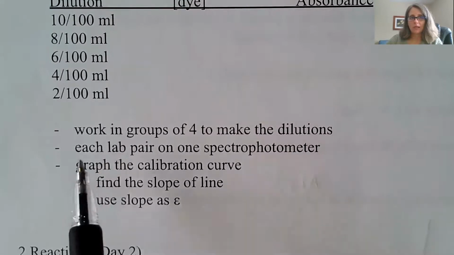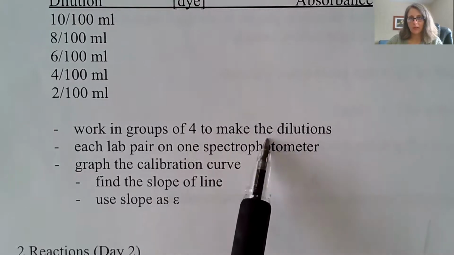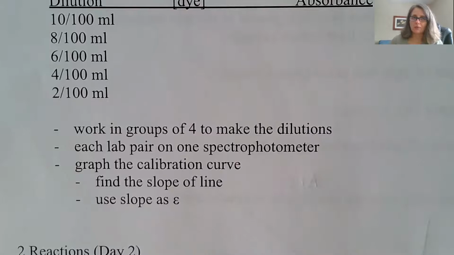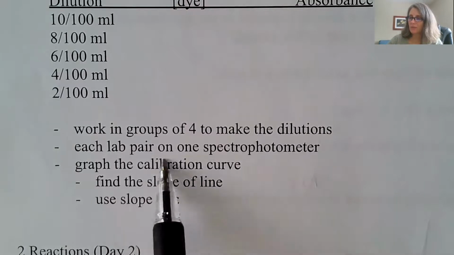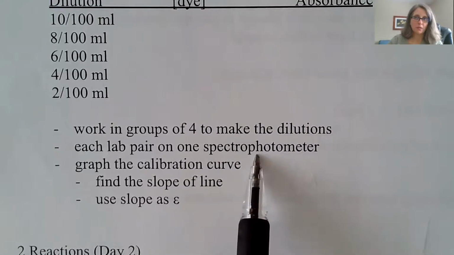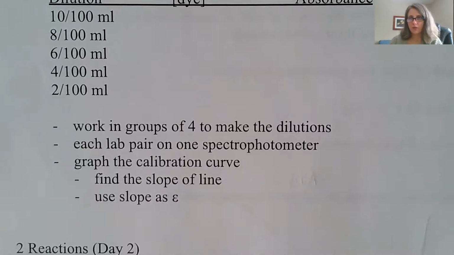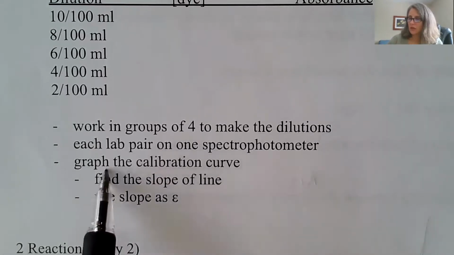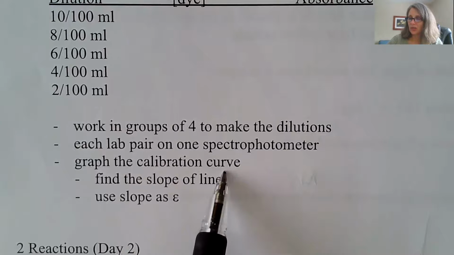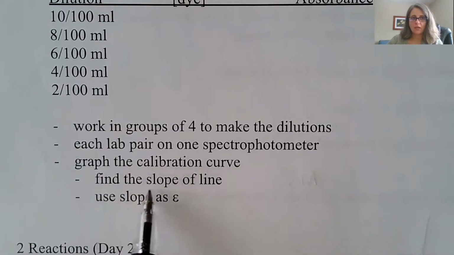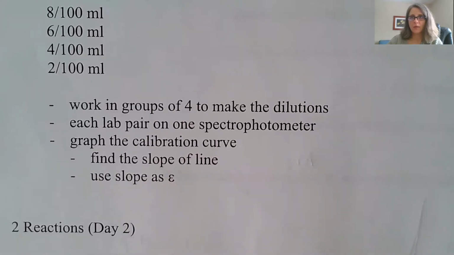So we are going to be working in different groups to make the dilutions. We're not going to have everybody make up the dilutions. And you're going to have a partnership per one spectrophotometer. So you're going to get your own set of data off your spectrophotometer. And just like any piece of equipment, that's going to be the one that you're going to use. You're then going to get a calibration curve from that. So you're going to need to find the slope of that line, because you're going to use that epsilon, that slope of that line, to do the next day's data.